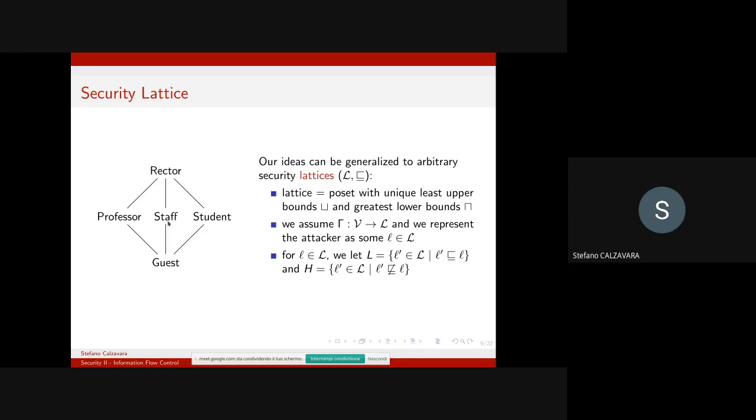For instance, if I pick professor and staff, the so-called join, so the least upper bound, is rector, the least point in the lattice which is greater than both professor and staff. If instead I pick again, let's say, staff and student, the greatest lower bound, also called the meet, is guest, because it is the highest point in the lattice which is below both staff and student. This is exactly the feature of a lattice. For any pair of points you pick, you can find a join and a meet.